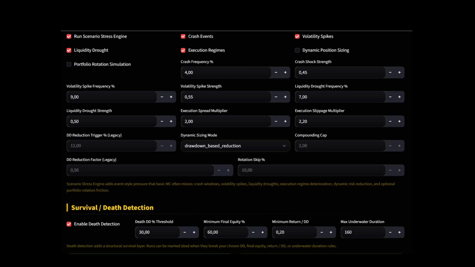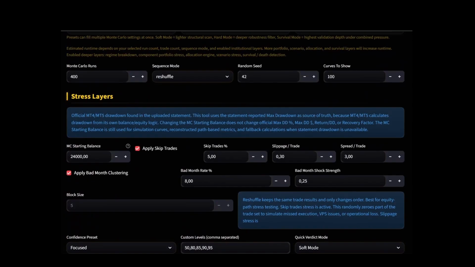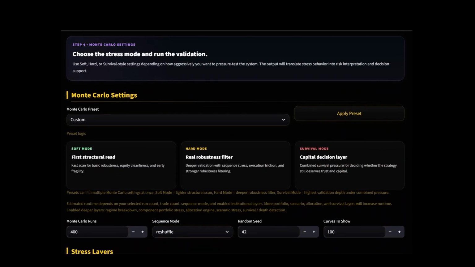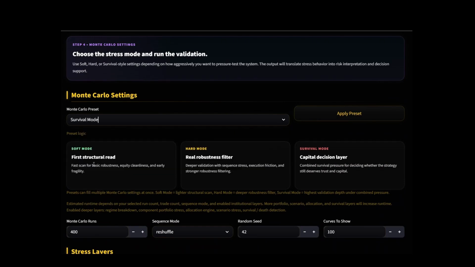So this final layer asks one simple question. Did the strategy actually survive the pressure? Now I start the result walkthrough with survival mode. This is the heaviest preset inside the Monte Carlo tool. Survival mode is not designed to make a portfolio look good. It is designed to apply the strongest pressure and see where the structure starts to break.